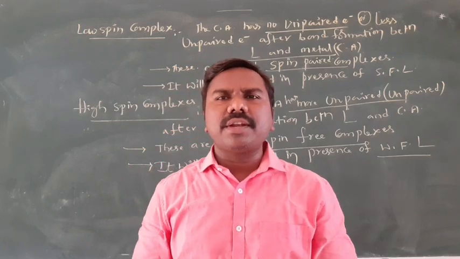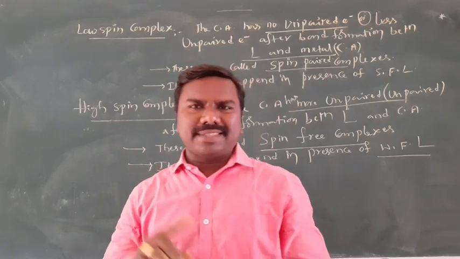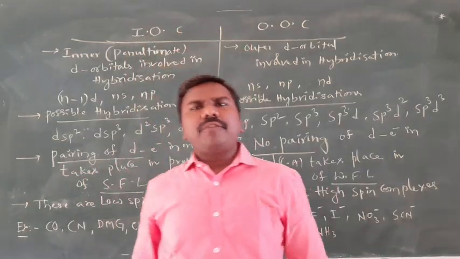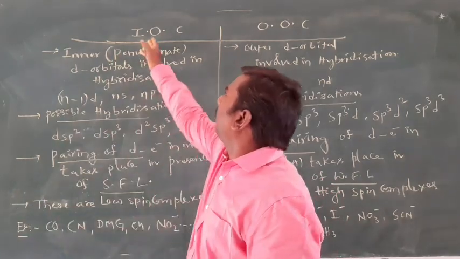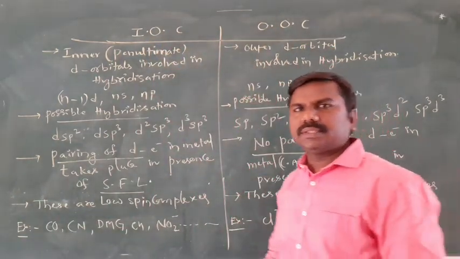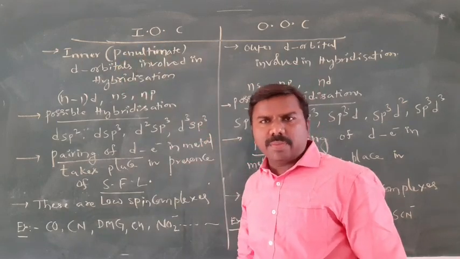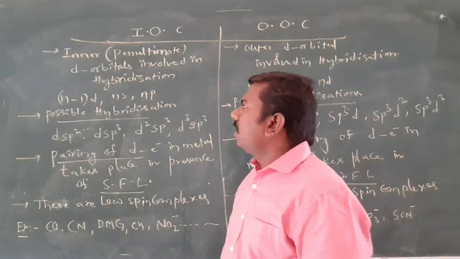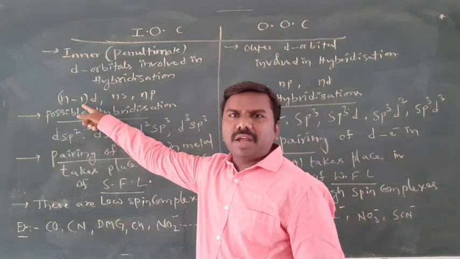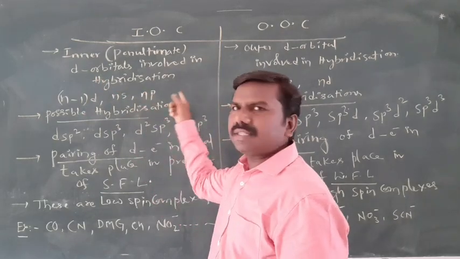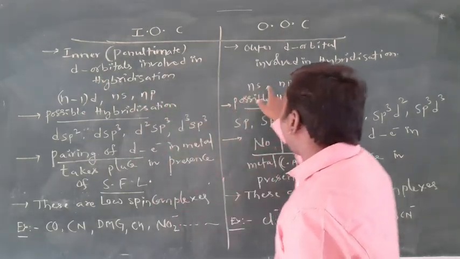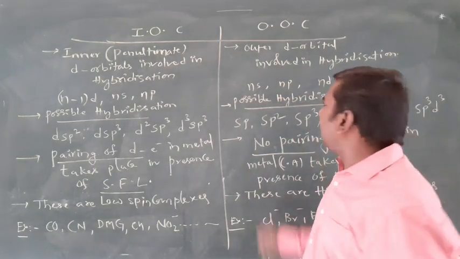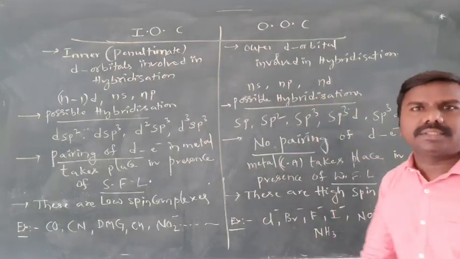Now I will write the differences between inner orbital complex and outer orbital complex. Students, the differences between inner orbital complex and outer orbital complex. Inner d orbitals are involved in hybridization in inner orbital complexes, outer d orbitals are involved in hybridization in outer orbital complexes, given with diagrams. Inner means penultimate d orbitals: (n-1)d, ns, np, not the outside d. Outside means d must be last: ns, np, nd, the ultimate d orbitals. Is it clear?